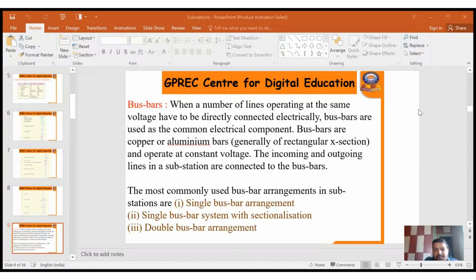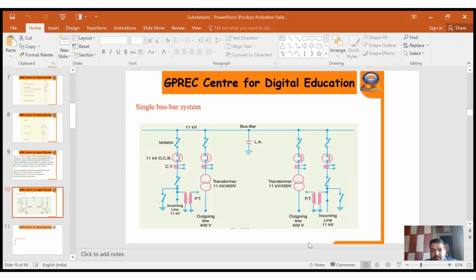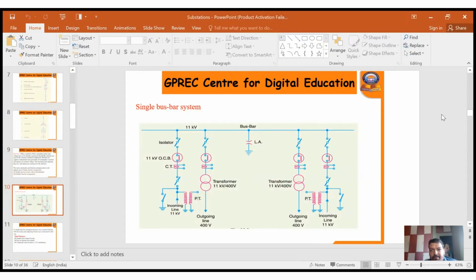So the commonly used bus bar arrangements in substations are single bus bar arrangement, single bus bar system with sectionalization, and double bus bar arrangement. So coming to the single bus bar system, a single bus bar system is nothing but the system which contains only a single bus bar.